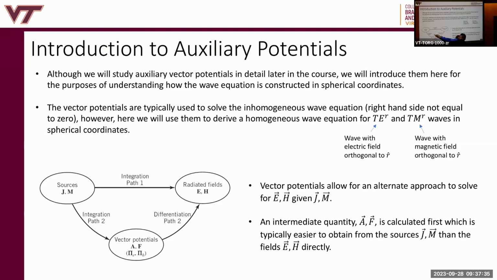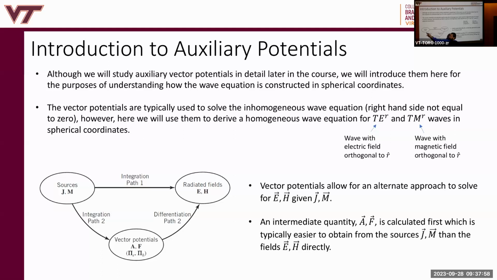So given the sources, we can get the E and H directly in one path, right? This is a difficult path to take, and we'll see why. Probably later in the course, we'll dig into this deeper, but going this path is very difficult. It is easier to go in this auxiliary path where we have a two-step process where we take the sources J and M and we calculate what's called a vector potential, all right?